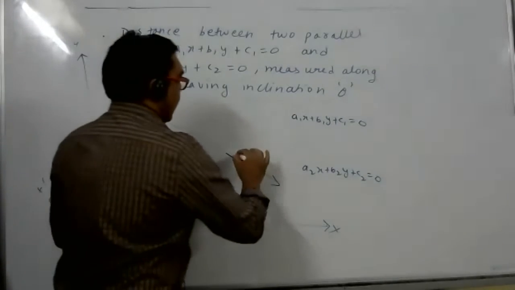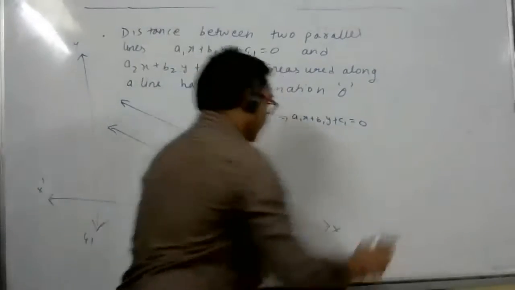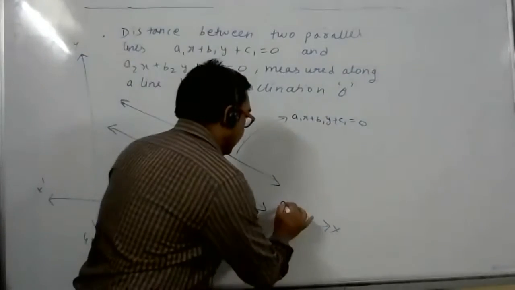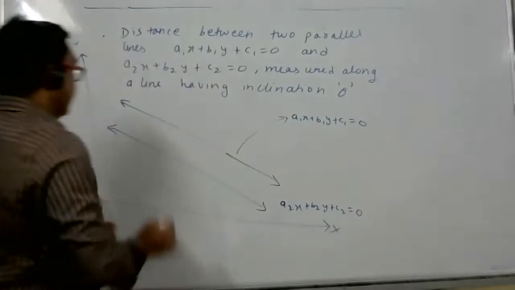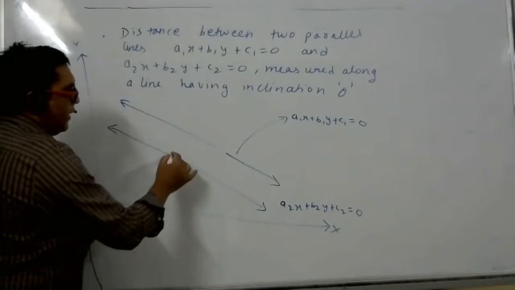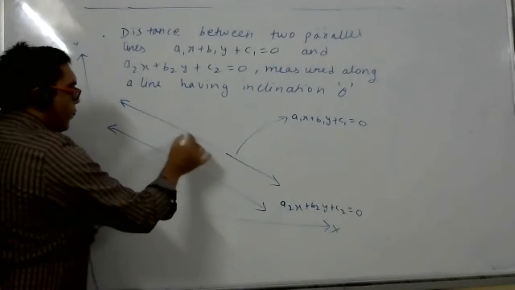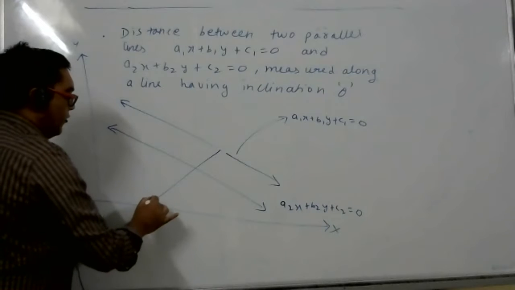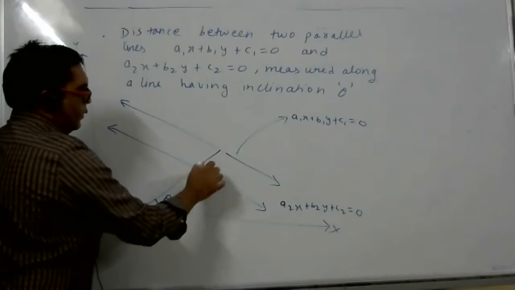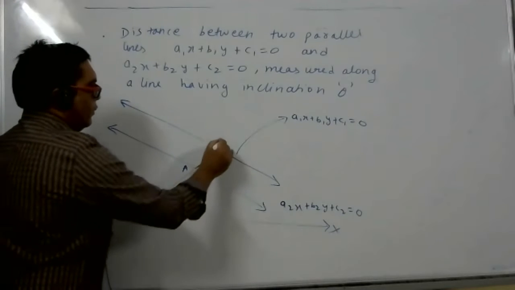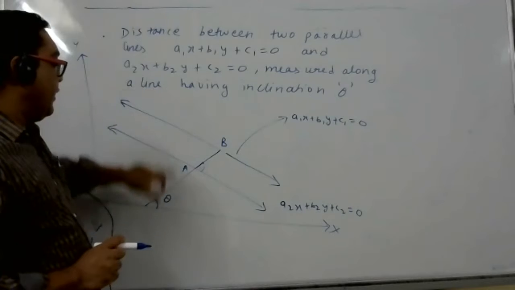So this is the first line and this is the second line. I will rewrite it: a2x plus b2y plus c2 is equal to 0. So these are two lines and we have to find the distance along a line which makes an angle, which has an inclination of 45 degree, like this way. Suppose not 45 degree, any theta. Distance between two lines along a line making an inclination theta.